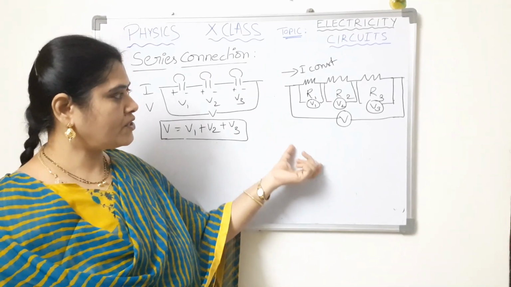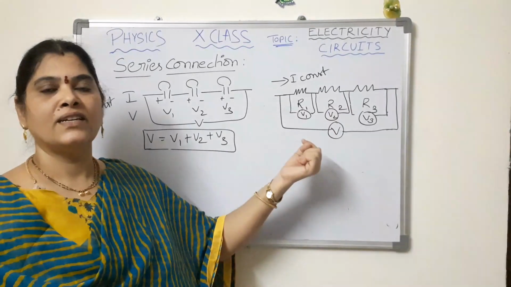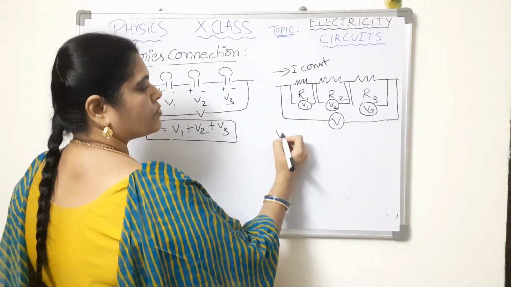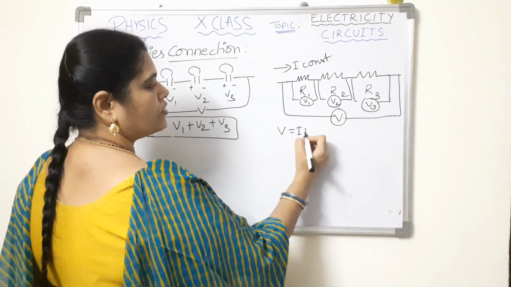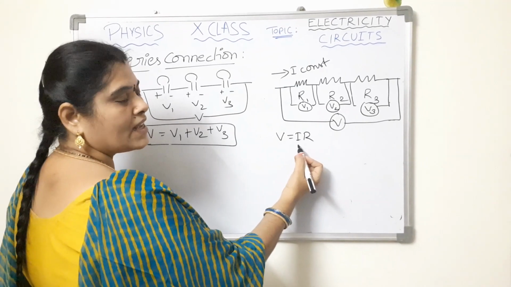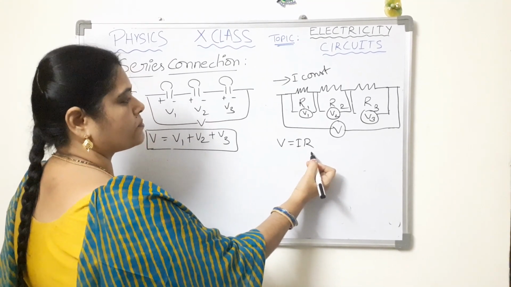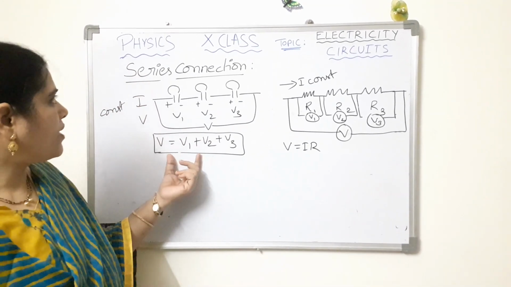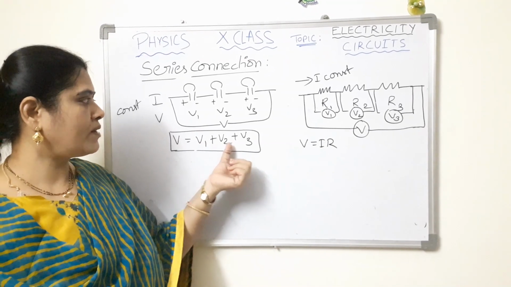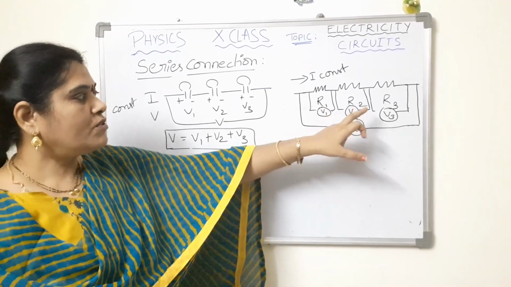Now we are going to deduce the equivalent resistance for this series connection. What we know, according to Ohm's law, is that V is equal to IR. What is V? Potential difference. What is I? Current. What is R? Resistance. And what formula do we have for series connection? V is equal to V1 plus V2 plus V3. So first of all, we find V1, V2, V3.